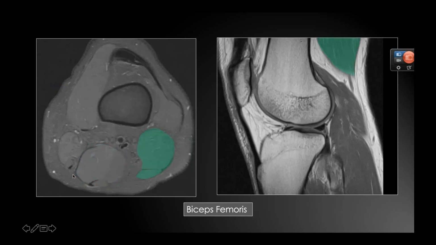So there's the semimembranosus. And then the last of our hamstring musculature, coming from the lateral aspect of the leg, is the biceps femoris. So we have two heads here. This is actually the long head, despite the fact that it's much smaller at this level of the leg. And this is the short head that goes on to insert on the fibula.